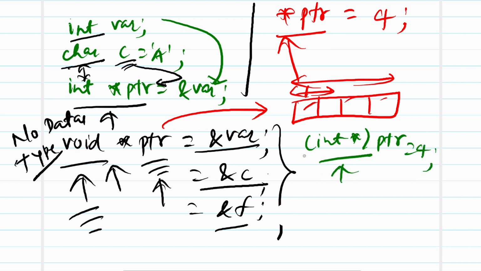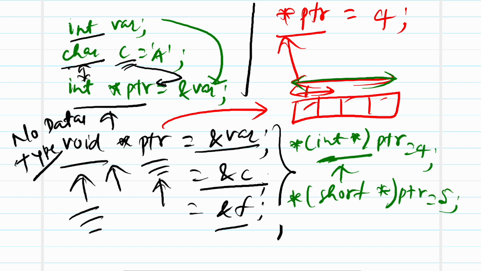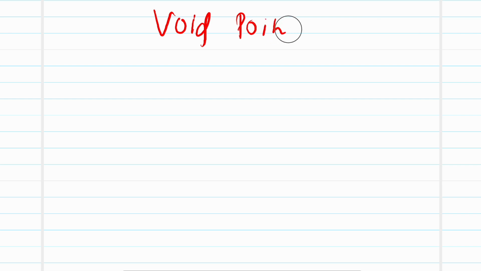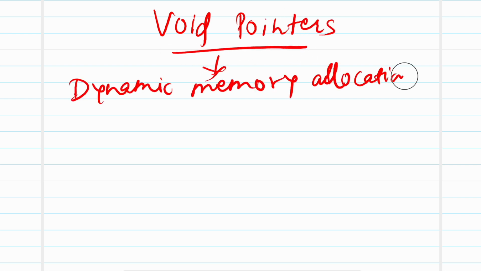If you are typecasting to integer, then it will update 4 bytes on the memory. If you are typecasting to, let's say, short pointer, then this will update only 2 bytes on the memory. And if you are typecasting to character pointer, then this will update only 1 byte on memory. And these void pointers are widely used in dynamic memory allocation.